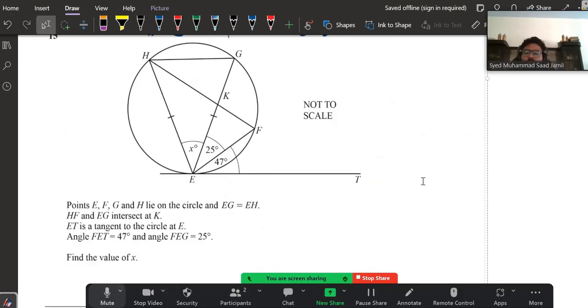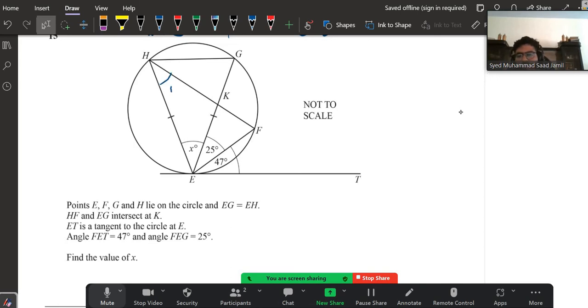Alright, moving on to the next question, number 15. The question basically says points E, F, G and H lie on a circle and EG is equals to EH. Alright, HF and EG intersect. Moving on with the details, if you look at this question, first of all, 47.